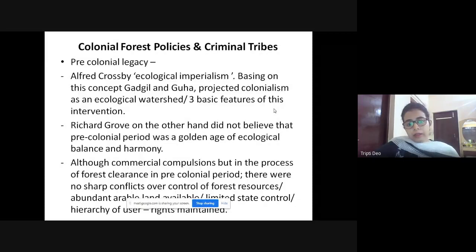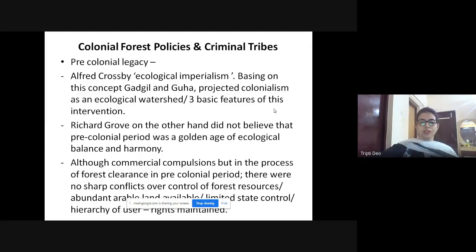The third important basic feature that Gadgil and Guha talk about is the breakdown of a system of restraints on traditional resource use due to the development of markets. The way markets spurred and spread during the colonial period was phenomenal. That also changed the way peasants or tribes were impacted and their engagement with the markets and the broader economy. So these are three features that make the colonial period different from the pre-colonial period.